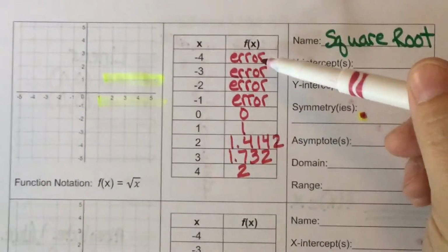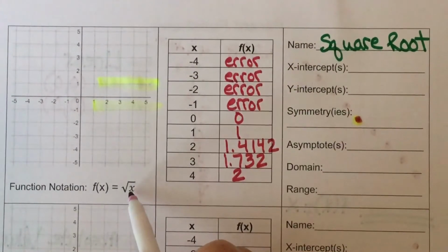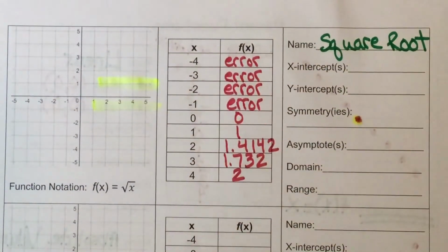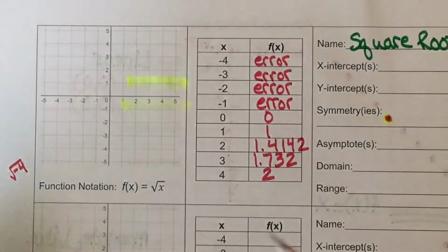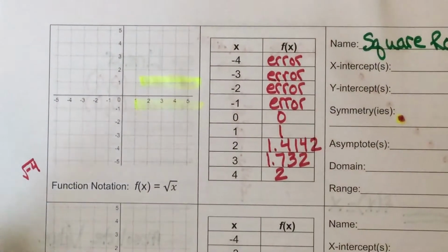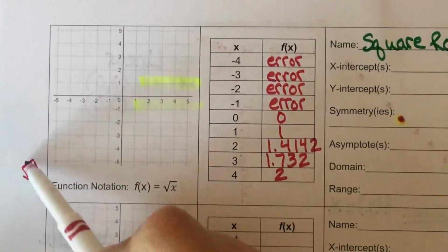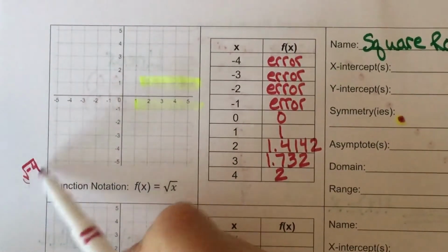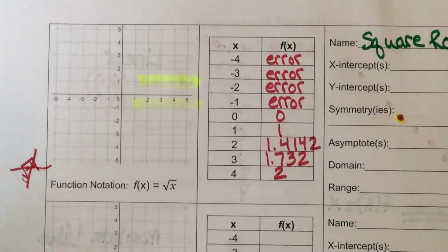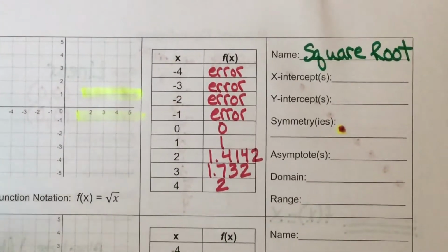All right. The reason you get errors for these is because if you put -4 into this x and tried to take the square root of -4, it doesn't work. So 2 times 2 doesn't make -4, and -2 times -2 does not make -4. You can't take the square root of a negative number without entering our imaginary number system, which you'll learn about later.